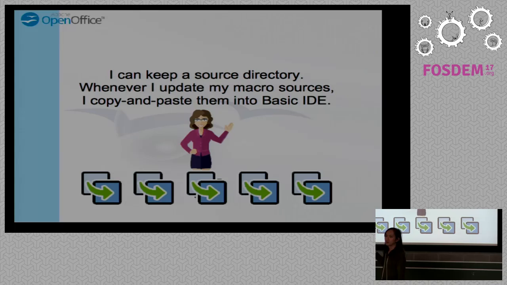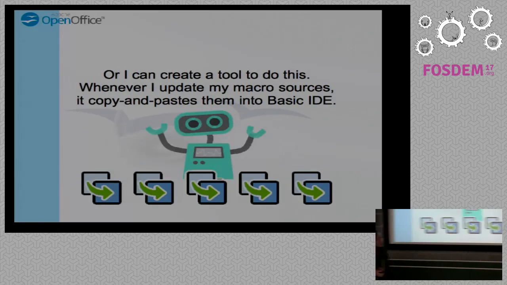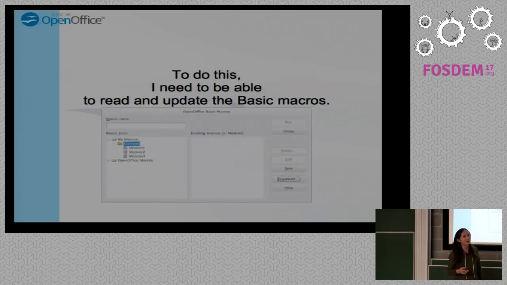The first thought is that I can keep a directory of source files. Whenever I update my source, I copy and paste by hand manually into the Basic IDE. But this won't work because it really sucks. So the other solution would be, is it possible to create a tool, a robot, to do this? Whenever I update my macro sources, it copies and pastes them into the Basic IDE. And to do this, I have to be able to read and update Basic macros with UNO.